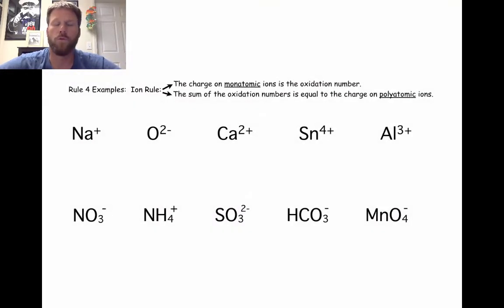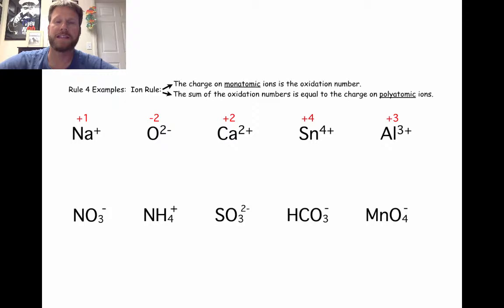The fourth rule is the ion rule. So for any monoatomic ion, the oxidation number is the same as the charge on the ion. Easy enough. So sodium would be a +1 oxidation state. Oxygen, O2- would be a -2 oxidation state. Calcium 2+ would be a +2 oxidation state. And I think you can get the gist of it from there. Tin would be 4+, aluminum would be 3+ for the oxidation state.